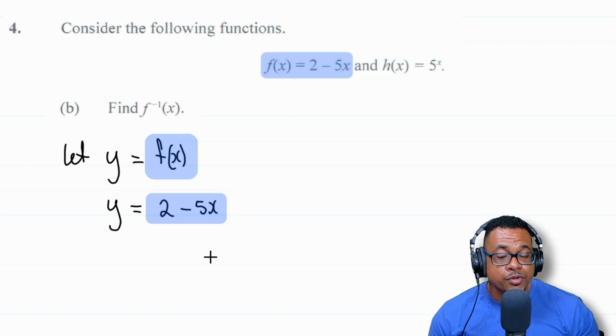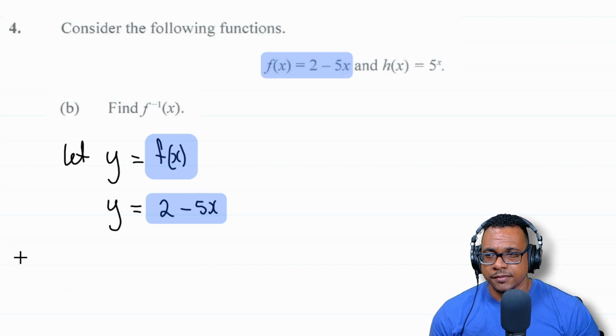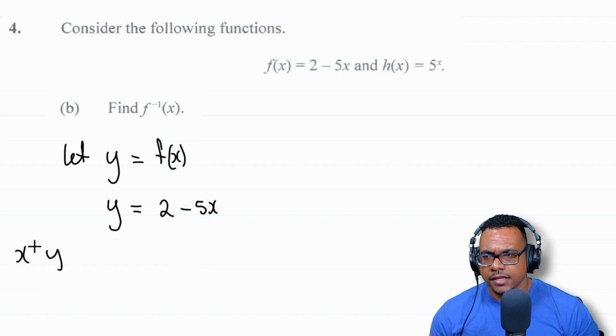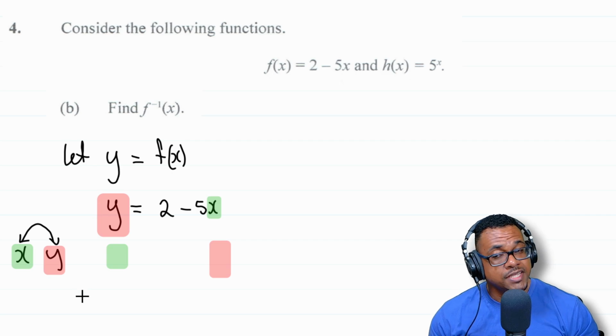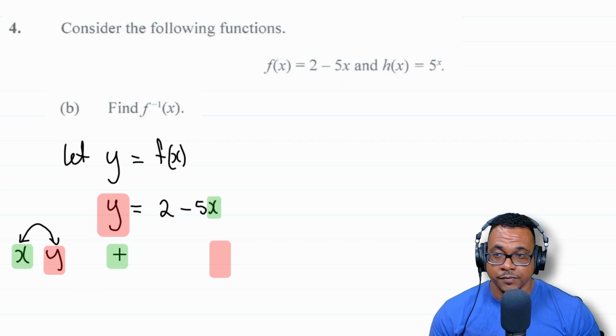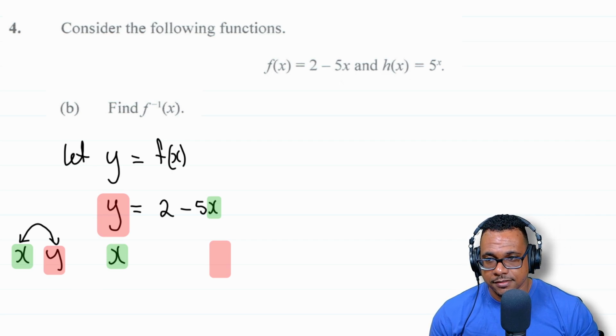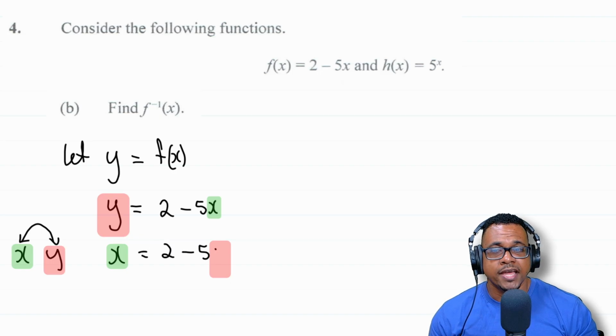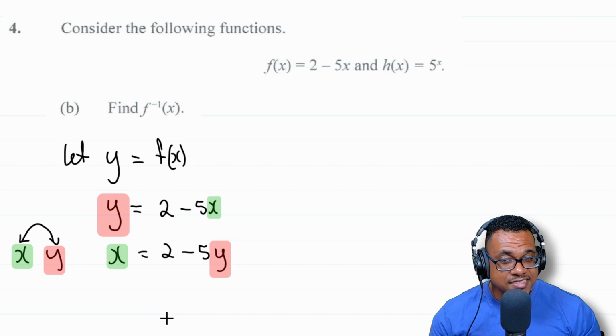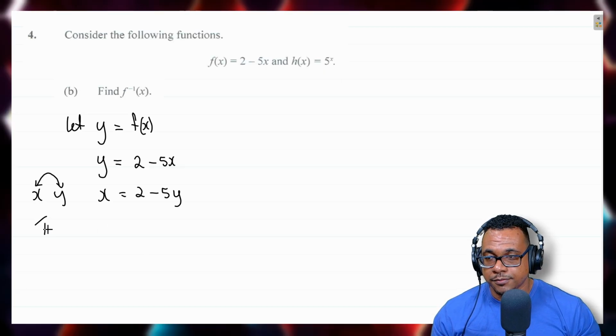The second step would be to interchange the x and y. So I have this little symbol here, which means to interchange x and y. So wherever I see y, you put x, and wherever I see x, you put y. So y is here, we're going to put x. Put back the 2, take away 5 times x, and with the x's, you're going to put y. And the last step, the third step, would be to transpose for y. So I'm going to transpose for y here.